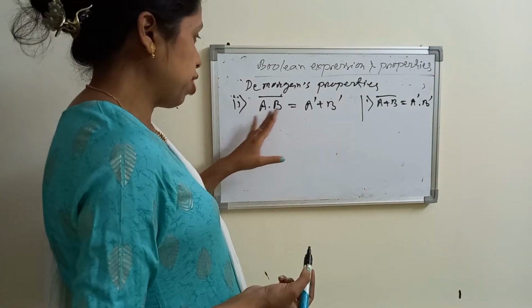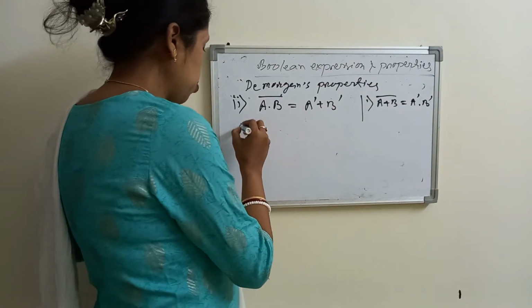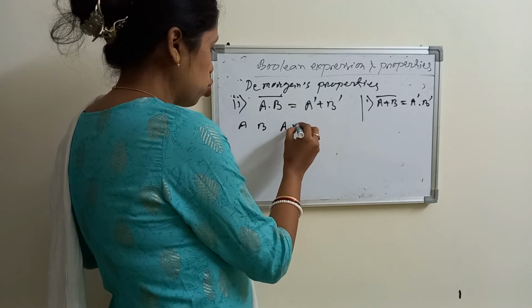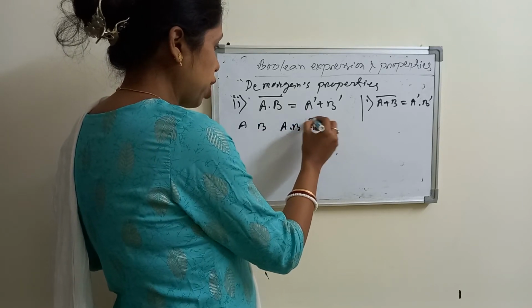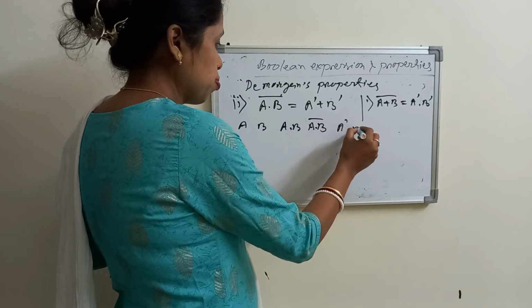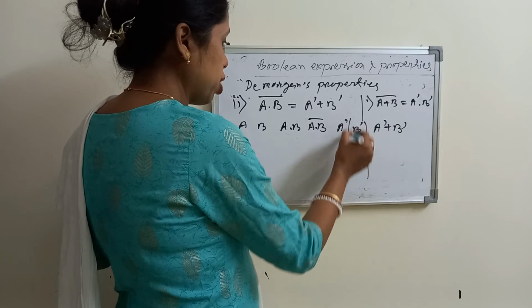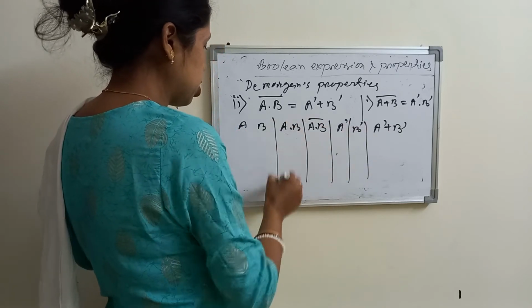So again I am verifying these equations. So here I am writing A, B, A dot B, (A dot B) prime, A prime, B prime, A prime plus B prime. Okay, so I am verifying this.